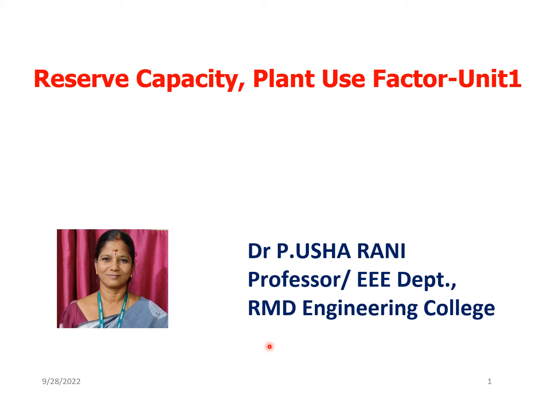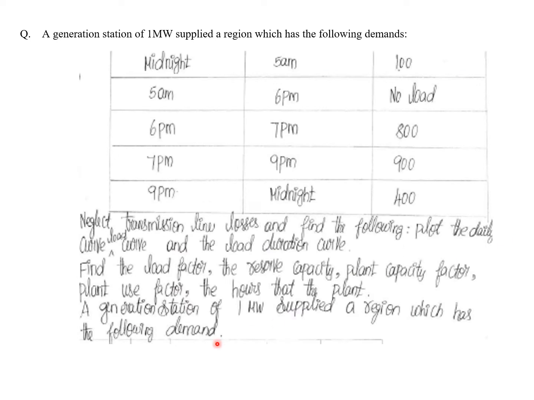I'm going to explain the reserve capacity calculation for load curve problems. The given problem: a generating station of 1 megawatt supplies a region with the following demands. They are given from midnight to 5 a.m., and the load values are given.